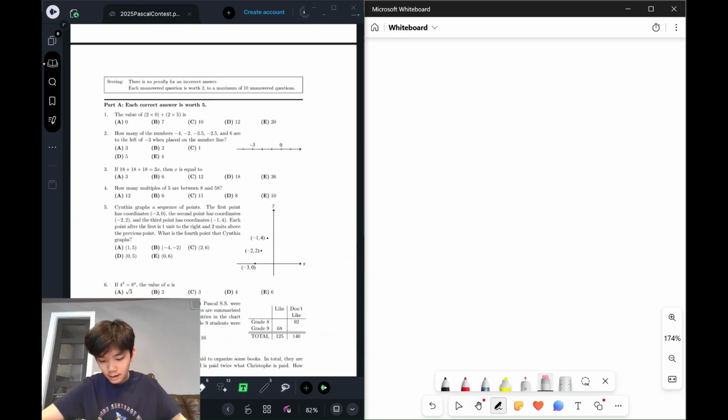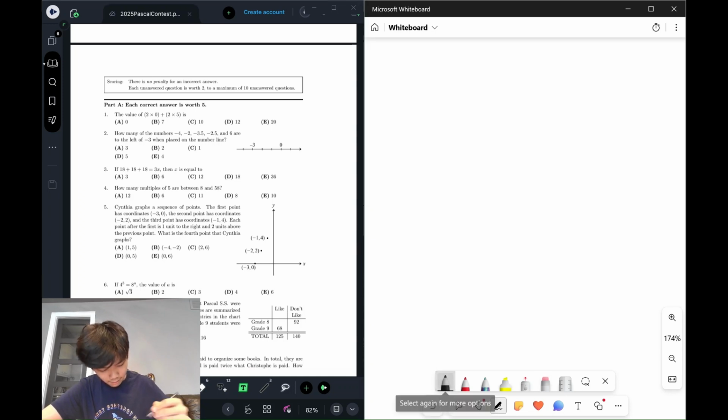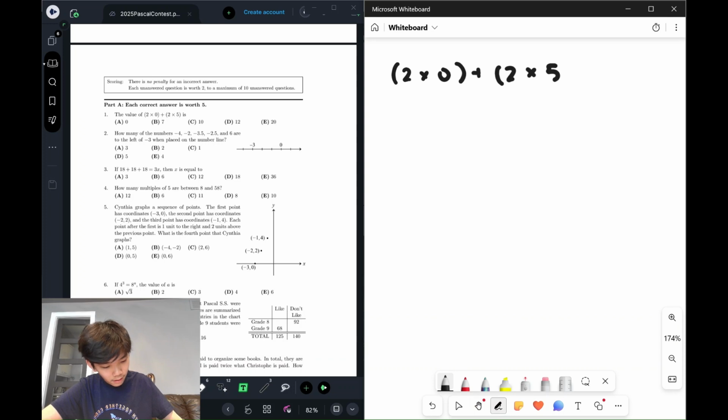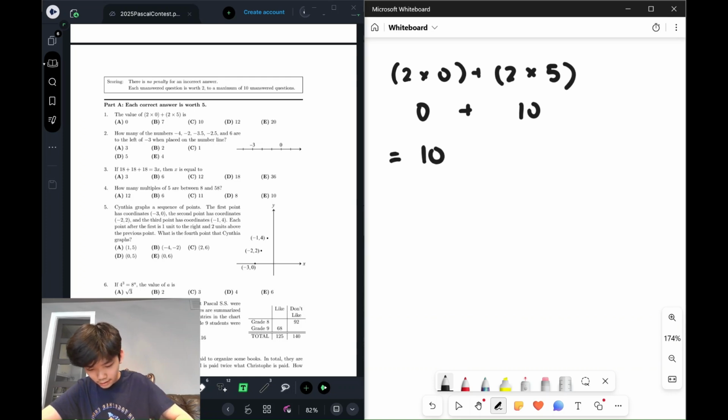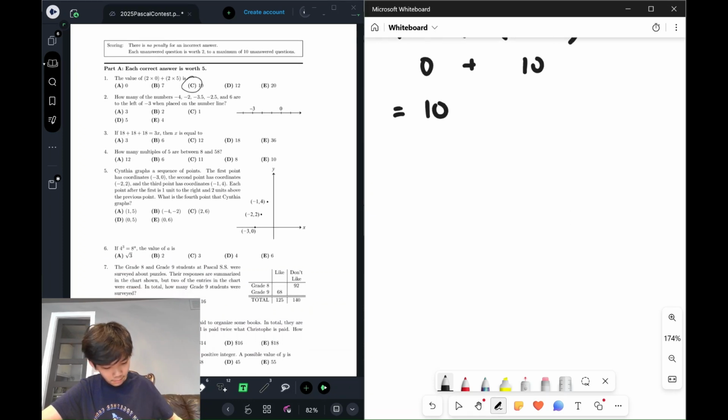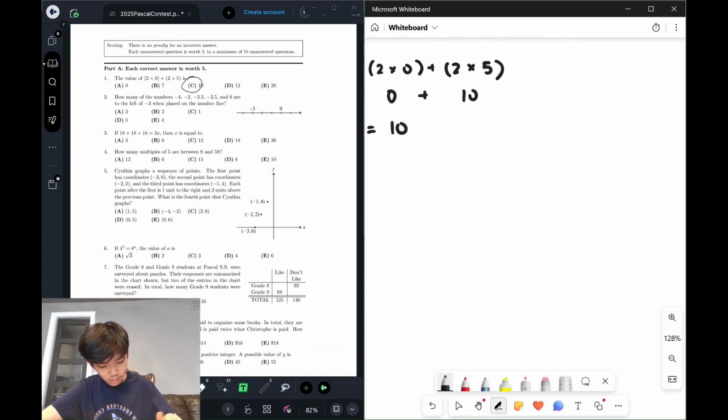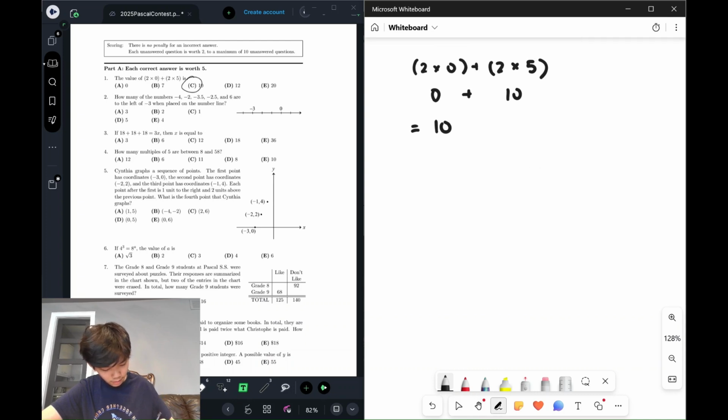Alright, so let's dive into part A. The first question asks, what is the value of 2 times 0 plus 2 times 5? We can calculate this to be 0 plus 10, which is 10. So the answer is C. Moving on to question 2.